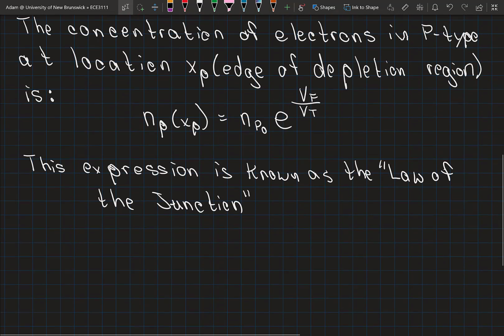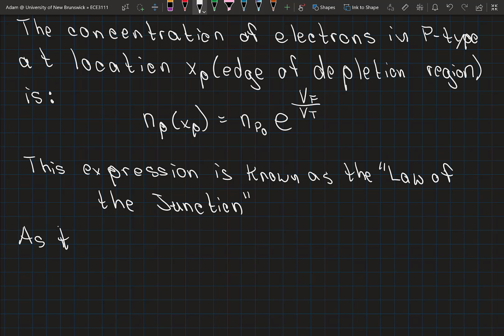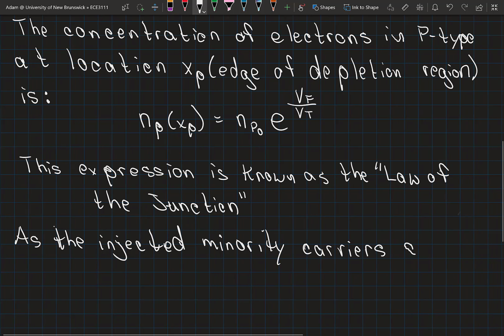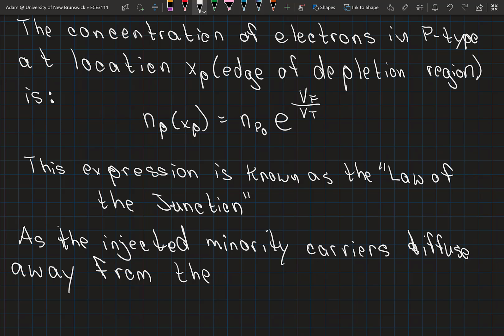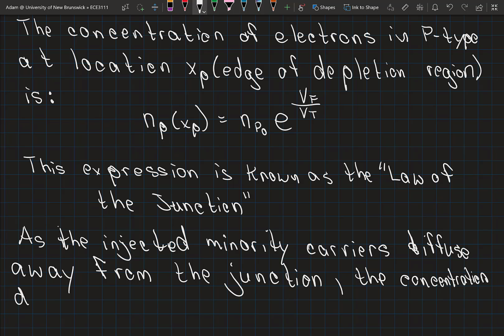And as also shown on the diagram, as the injected minority carriers diffuse away from the junction, and of course they're going to want to diffuse away due to that concentration gradient, the concentration as they diffuse away is going to drop due to recombination.